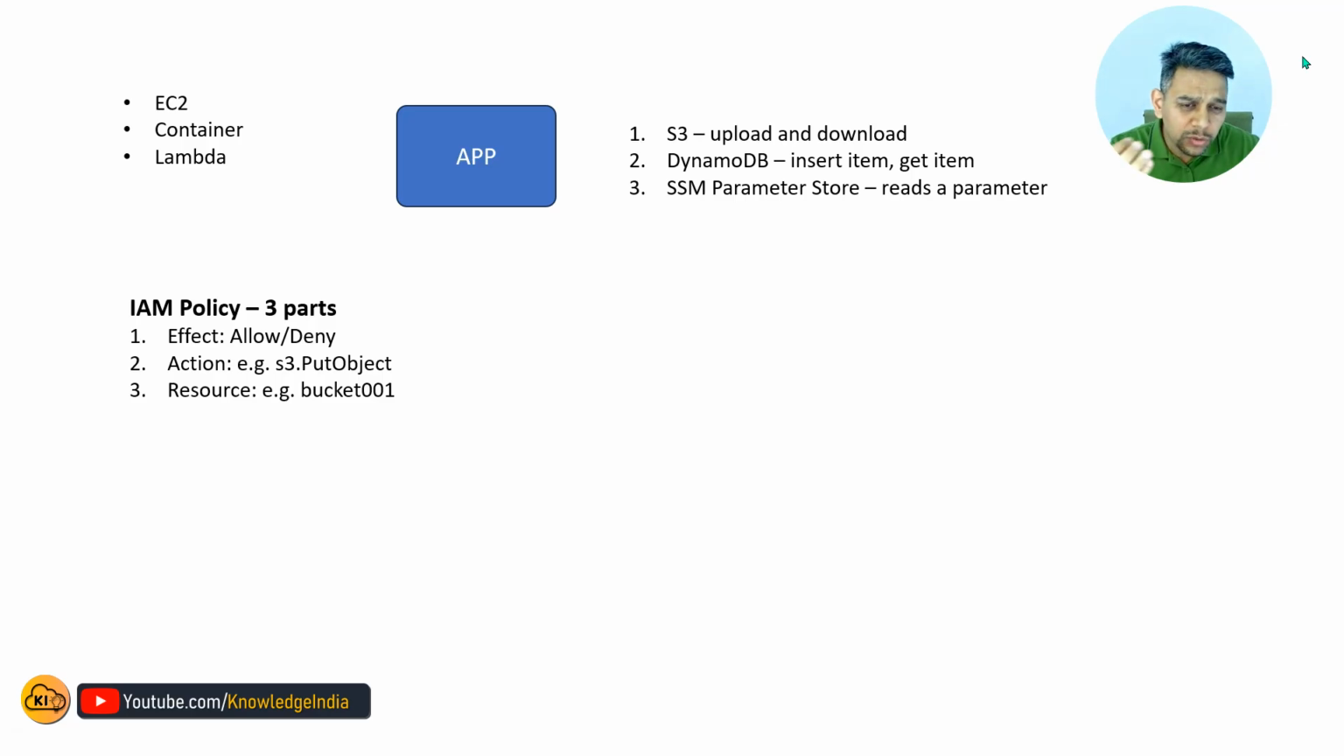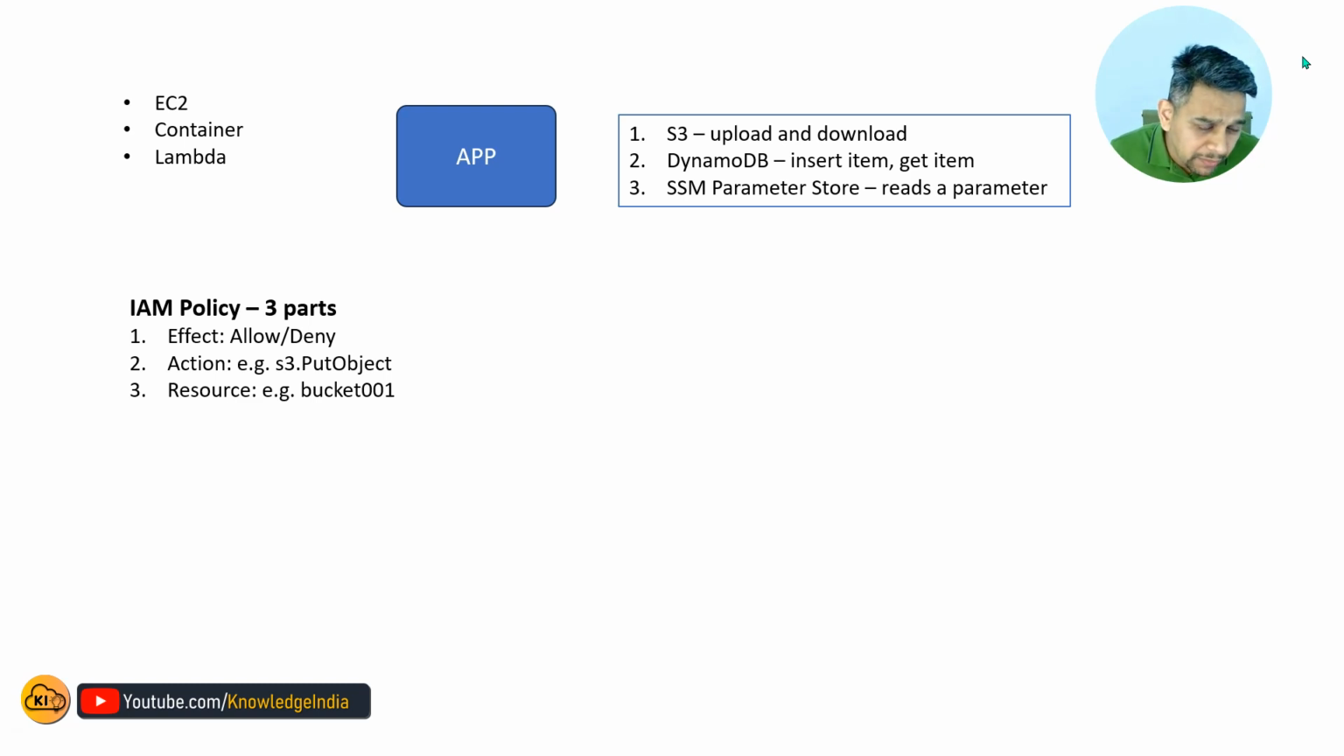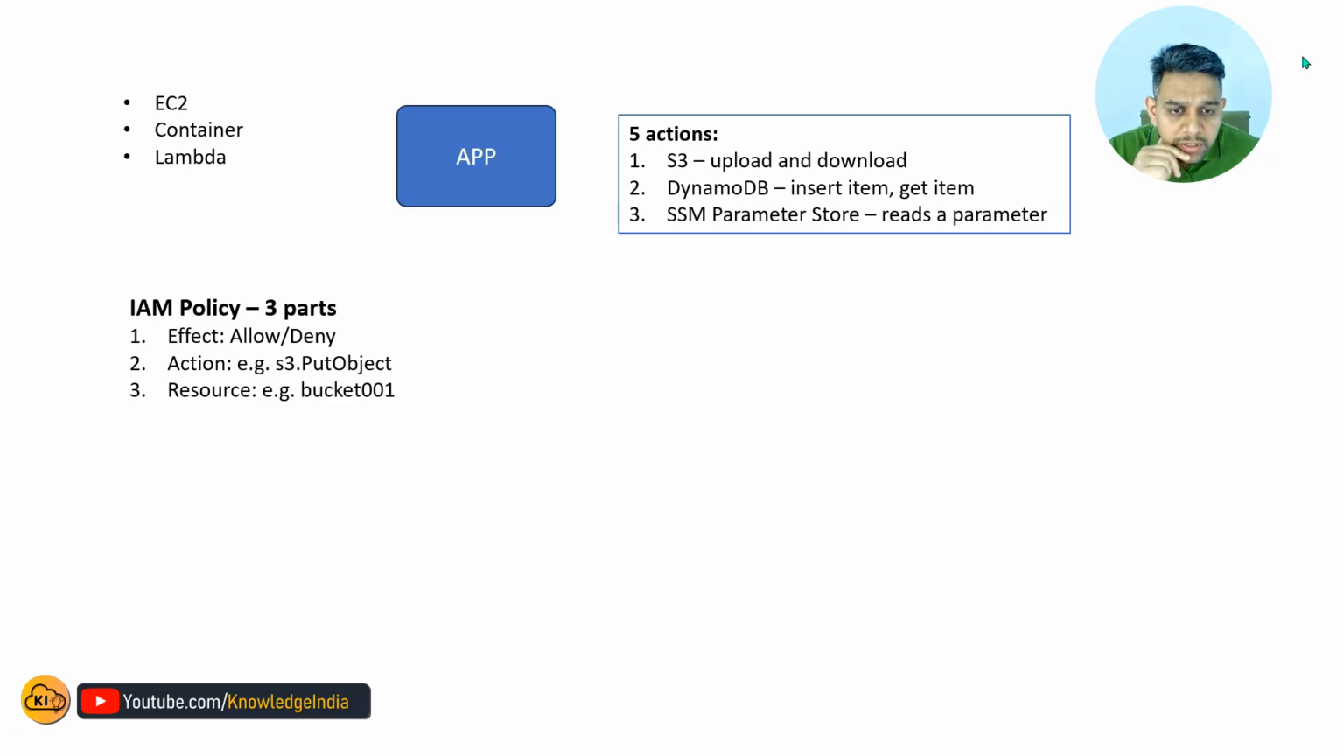Now, it is quite easy to understand that on the right hand side, you can see these five actions that we have written here. For these five actions, we should be able to write an IAM policy. So for every action, we need to identify all these three things: effect, action, and resource. How do we actually do this? Let's try to write this policy and understand it.